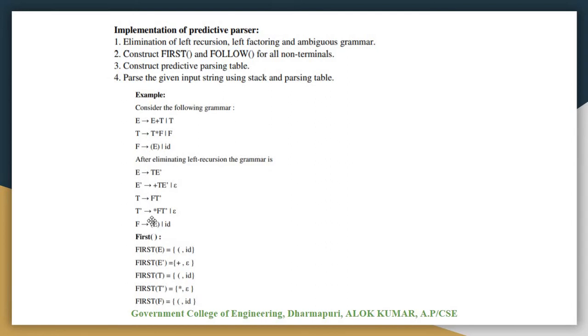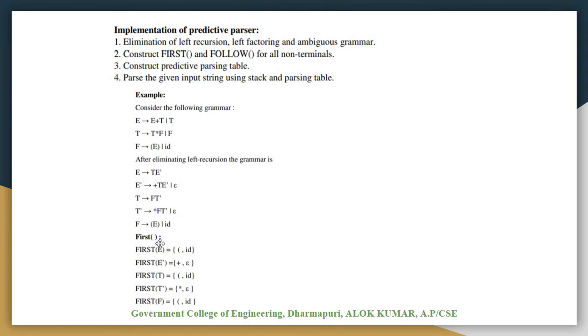F is generating open parenthesis, E closing parenthesis, and the second production rule is F is generating ID. So this grammar is free from left recursion. Now we will find first. First, we will find it for each non-terminal.